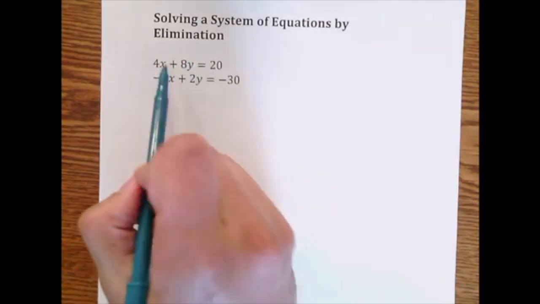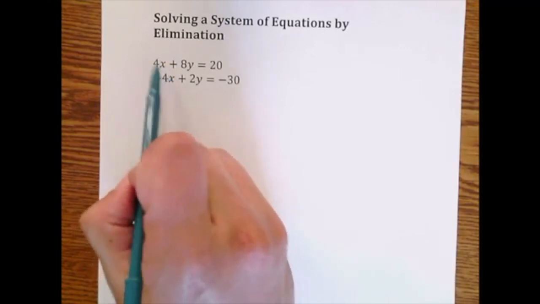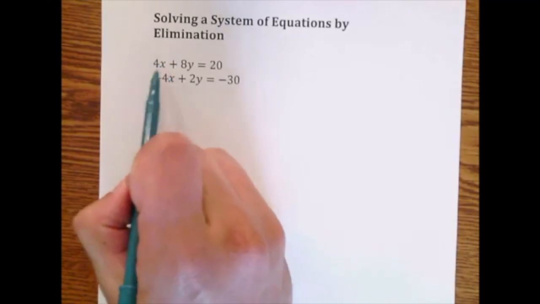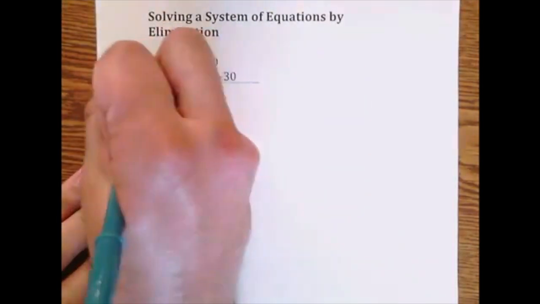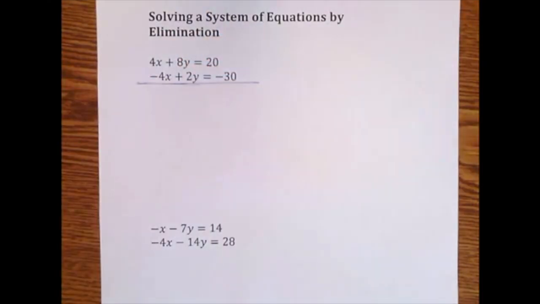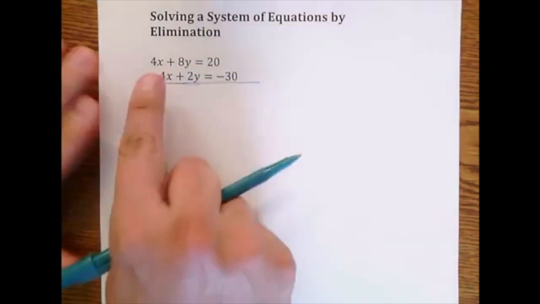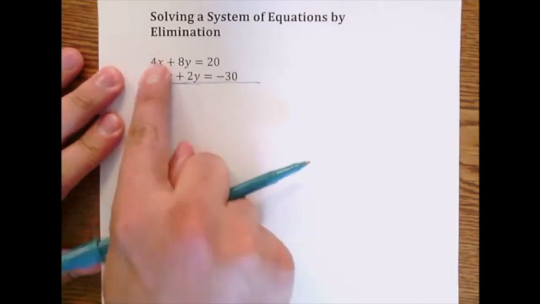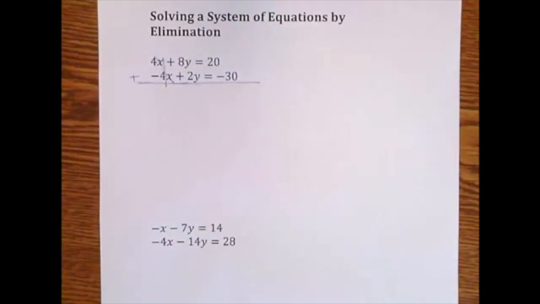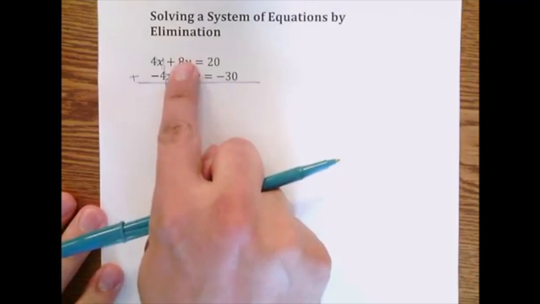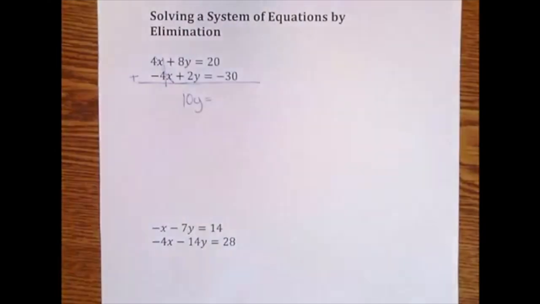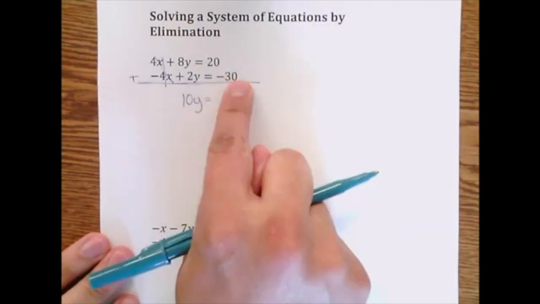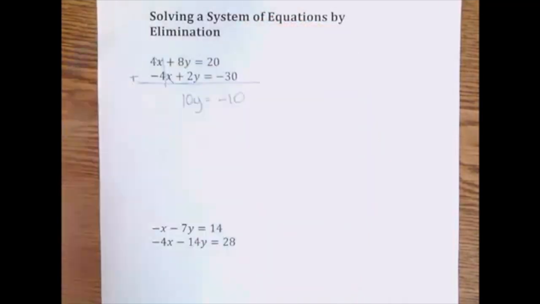That's what we're looking for. We're looking for the same number in front of the variables, except one needs to be positive and one needs to be negative. So this one's already set up really well for elimination. We'll look at what to do if it's not set up this way in a little bit. Here I have 4x minus 4x, and if you add straight down, that is 0x. Those eliminate. They're gone. For my y's, I have 8y plus 2y, which is 10y. Then I have my equal sign, and 20 minus 30, which is negative 10.